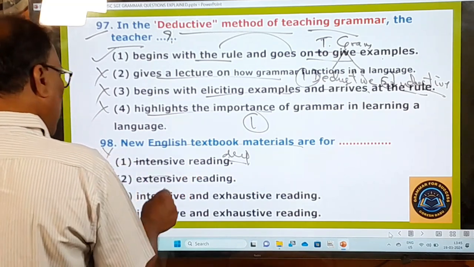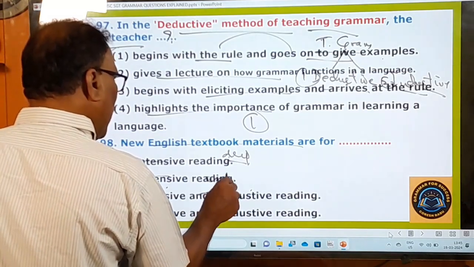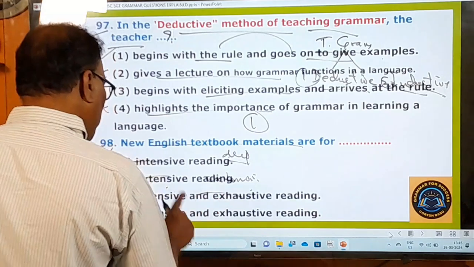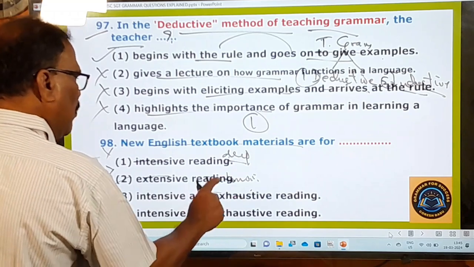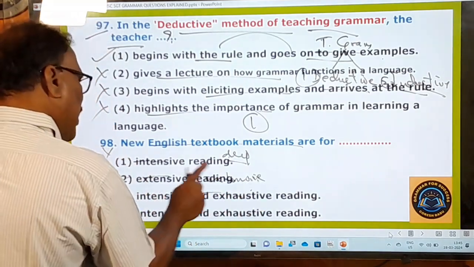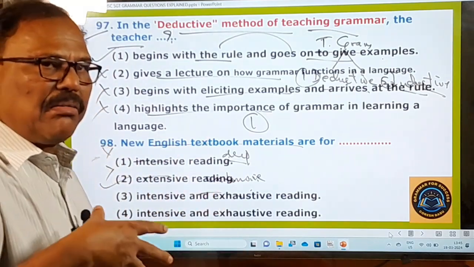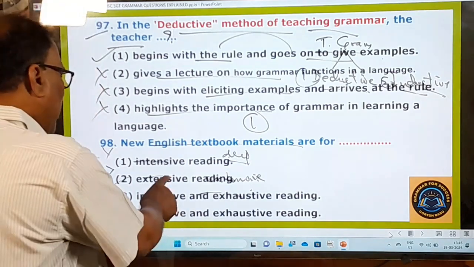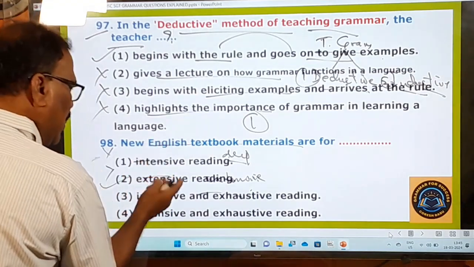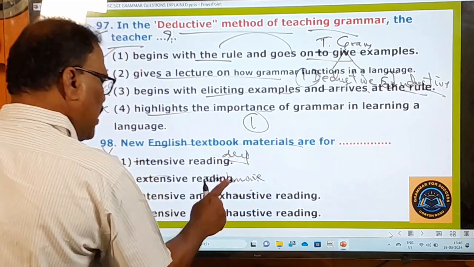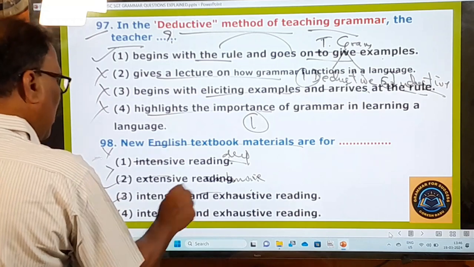This is not correct. Intensive and exhaustive reading: it should not be exhaustive but extensive. Of course, it should be extensive, because in these two things, intensive and extensive, I think extensive must have been here. Intensive and extensive reading, these two are very important. If you simply read something intensively, or only extensively, that doesn't do. You should read intensively as well as extensively. So that's why intensive and extensive reading is there. That's why this third one and fourth one are, in my opinion, correct.